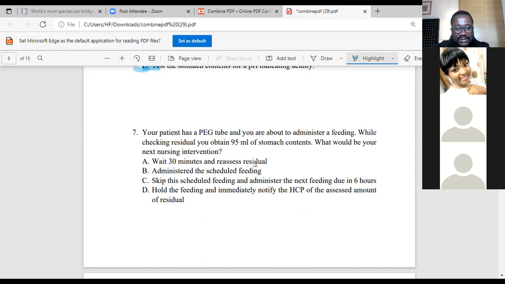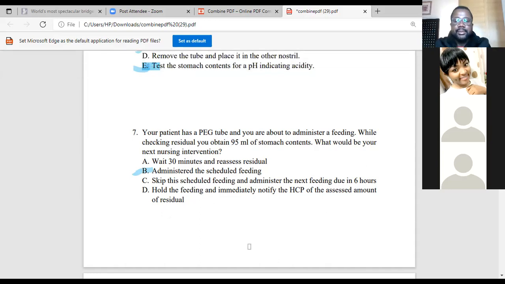Wait 30 minutes and reassess residual. Why? No need. Administer the scheduled feeding. Yes, it's okay. We said below 100 ml you should administer. B is correct. Skip this scheduled feeding and administer the next feeding due in 6 hours. No. Hold the feeding and immediately notify. Why? Below 100 ml, reinstill it and then administer the feeding. Good to go.